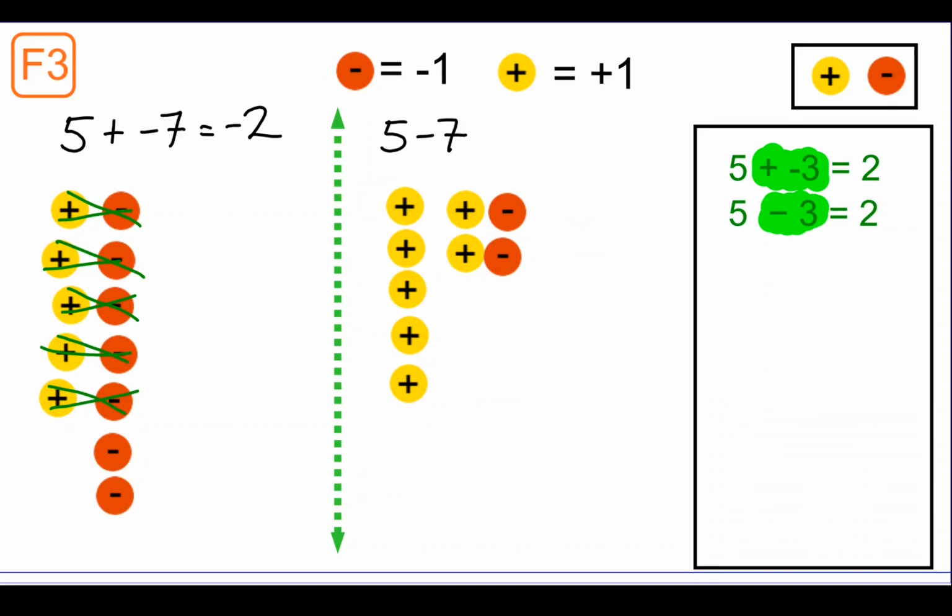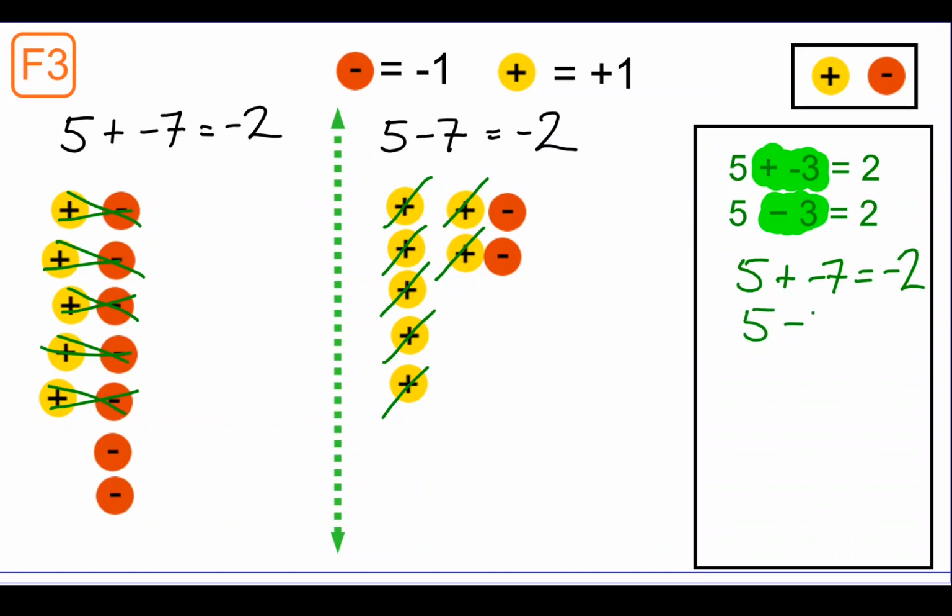But now I can see 7 yellow counters, so I can take them all away. 1, 2, 3, 4, 5, 6, 7. And I'm left with negative 2. Let's add this to our list of results. Once again, we can replace adding a negative number with taking away a positive number.